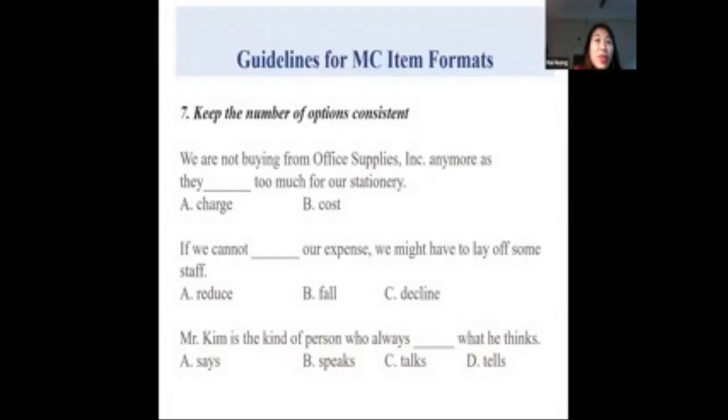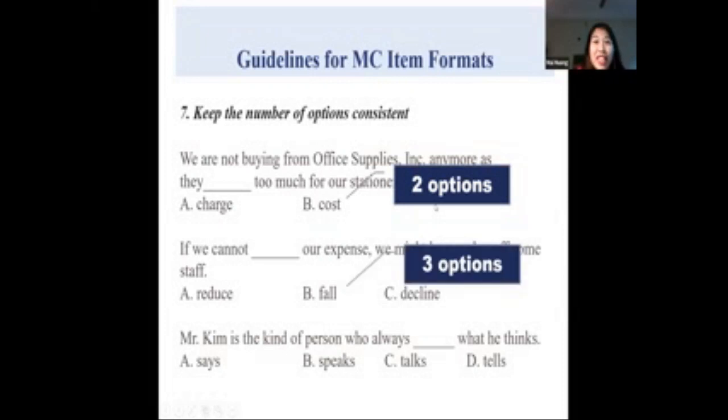And now we move on to principle number seven. The test designer should keep the number of options consistent. You look at these three examples here. If they appear in the same test, the first question has only 2 options, the second 3 options, and the final one 4 options, that should be avoided. You should keep all of them with 3 options, or with 4 options, or with 2 options.